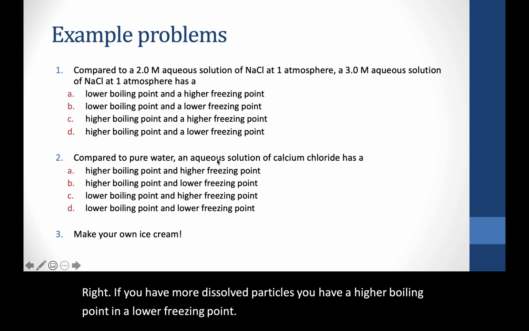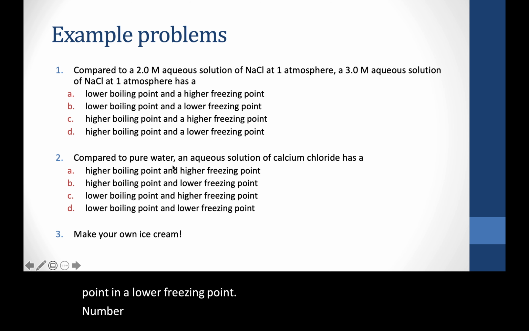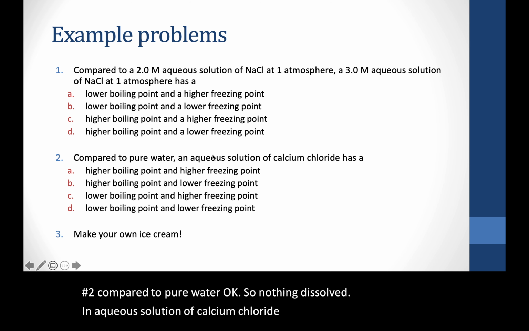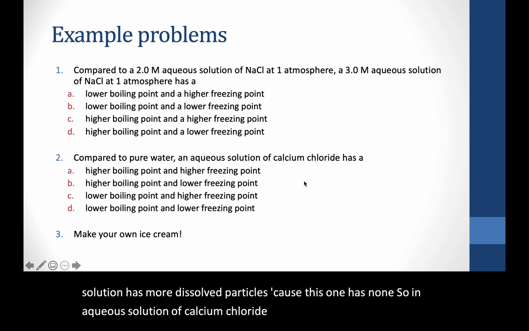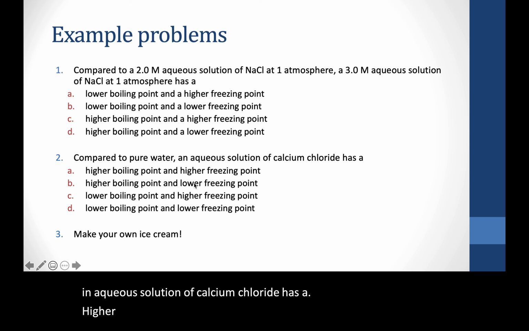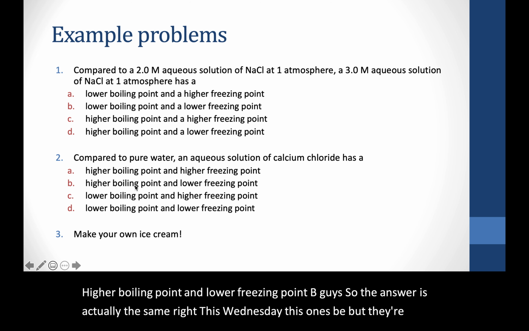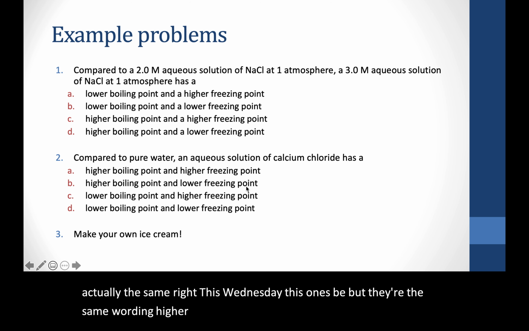Okay. Number 2, compared to pure water, okay, so nothing dissolved, an aqueous solution of calcium chloride has, well, if it has more, right, this solution has more dissolved particles because this one has none. So an aqueous solution of calcium chloride has a higher boiling point and lower freezing point, B. Okay, so the answer is actually the same, right? This one's D, this one's B, but they're the same wording. Higher boiling point, lower freezing point.